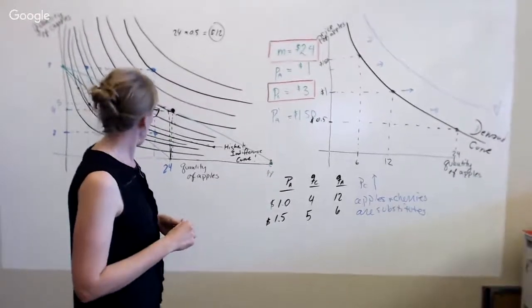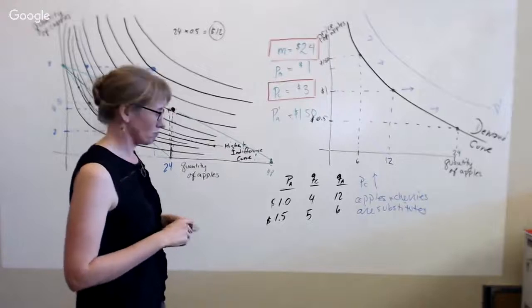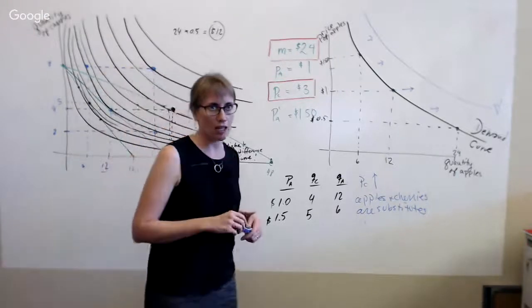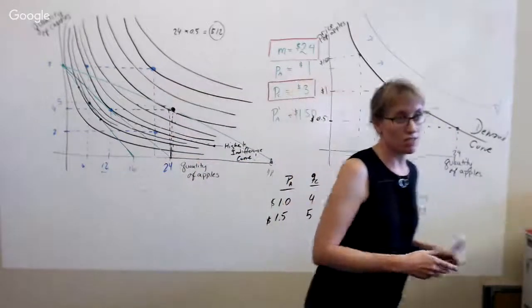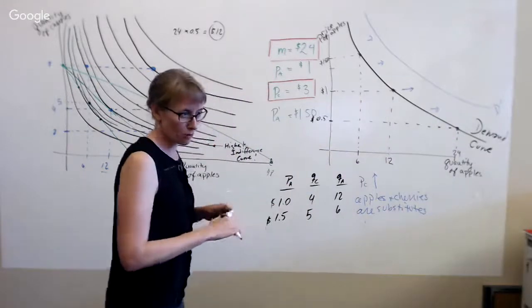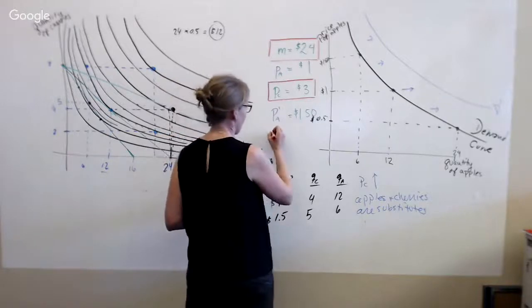Now, what about income? What do we think about income? What if, let's suppose my income decreases? These better be normal goods. I think they are. They look very normal.